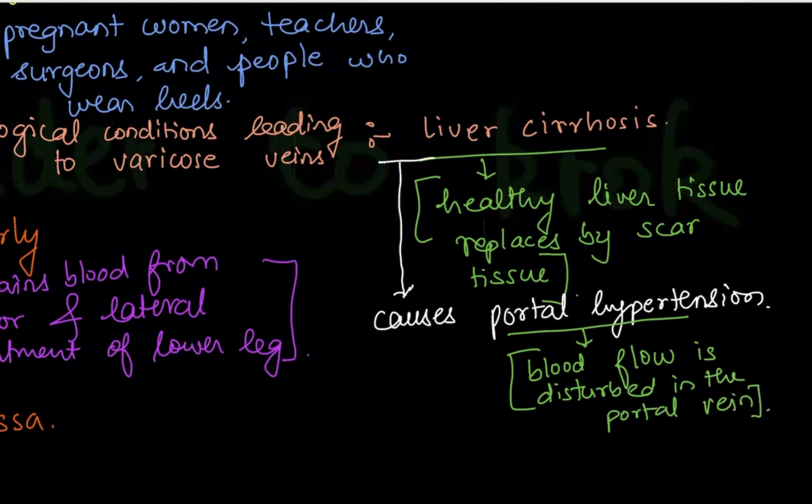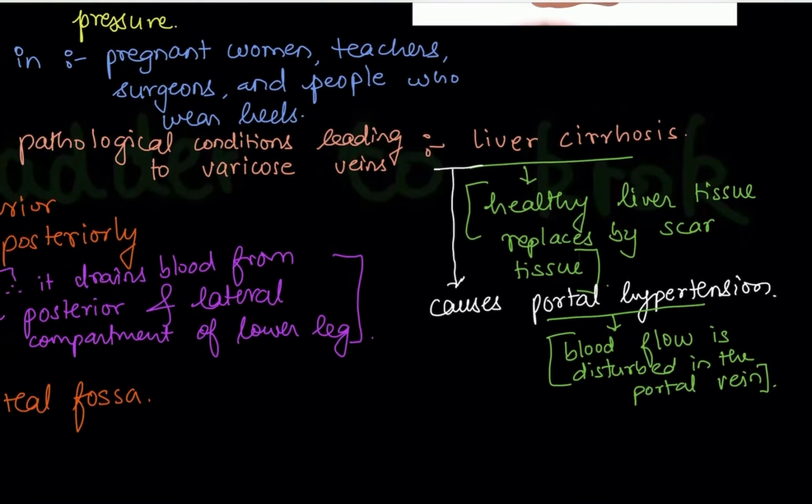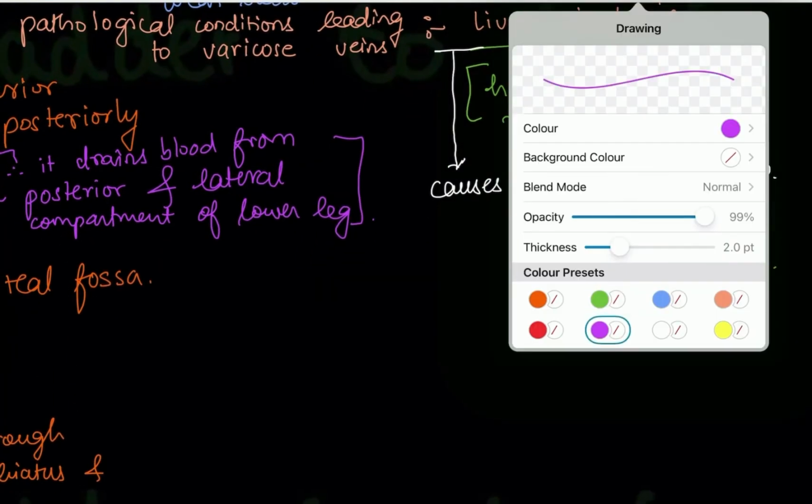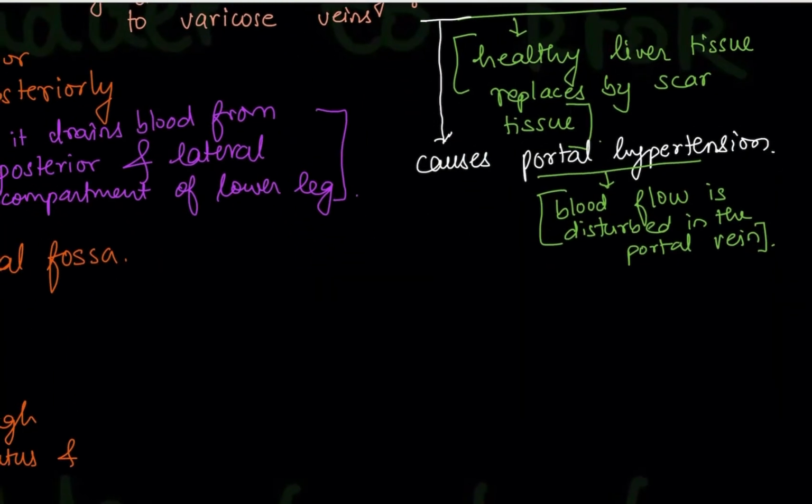Okay, so the two main pathological conditions which will lead to varicose vein are liver cirrhosis and portal hypertension. If you only have portal hypertension without liver cirrhosis, then too you have a high chance of getting varicose vein. And if you have liver cirrhosis, then most probably you will suffer from portal hypertension as well. Okay, now there is one more point regarding this.